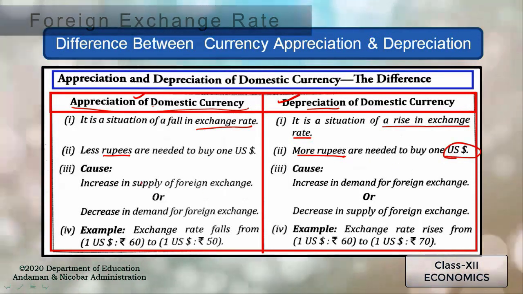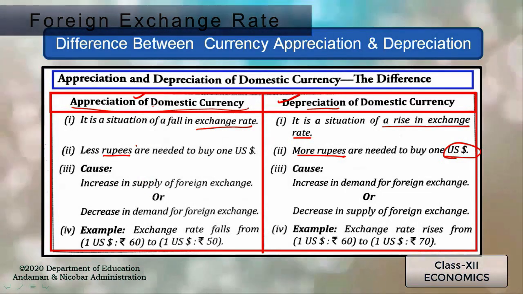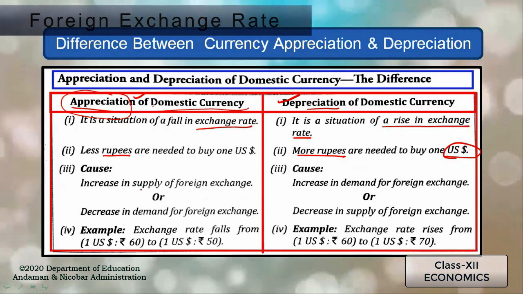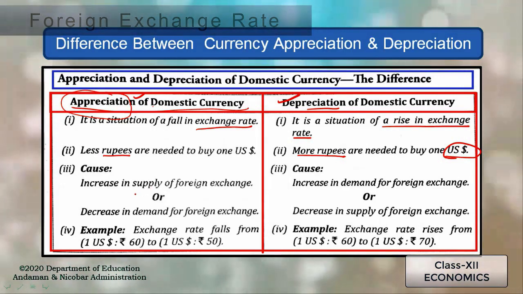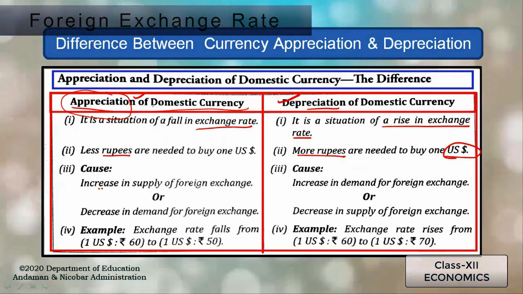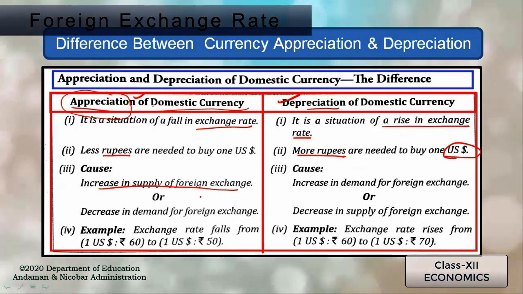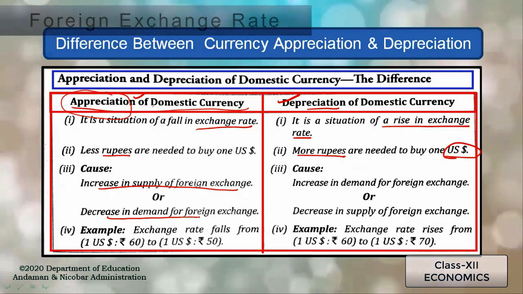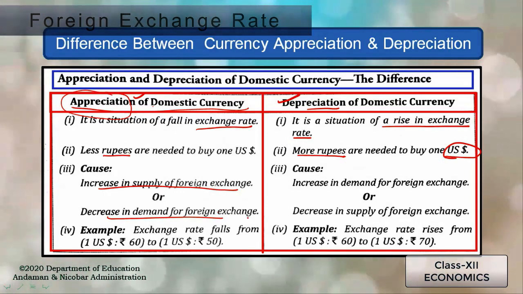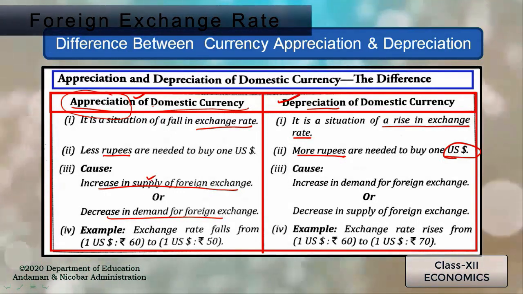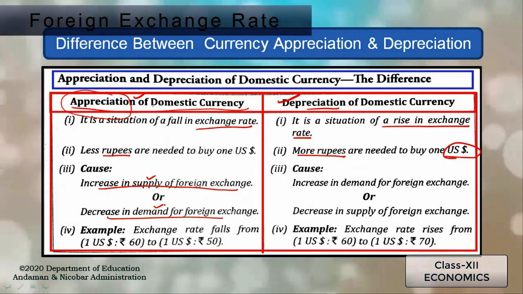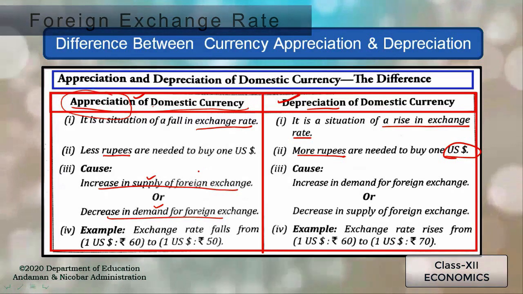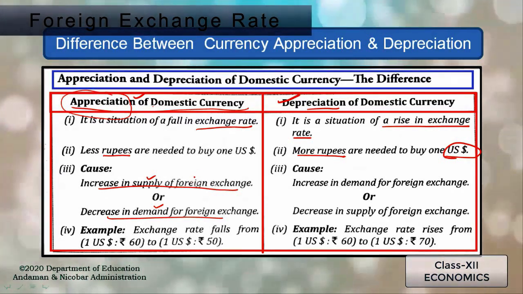And you can see the causes. What are the causes for the appreciation of domestic currency? Two causes are given here. One is the increase in supply of foreign exchange, and the next is the decrease in demand for foreign exchange. Whenever there is an increase in supply and a decrease in demand, we can see the appreciation of domestic currency, where the domestic currency's value increases.